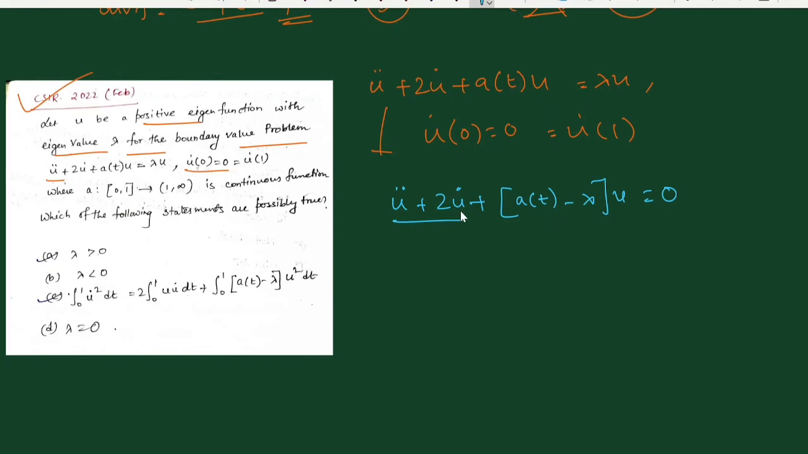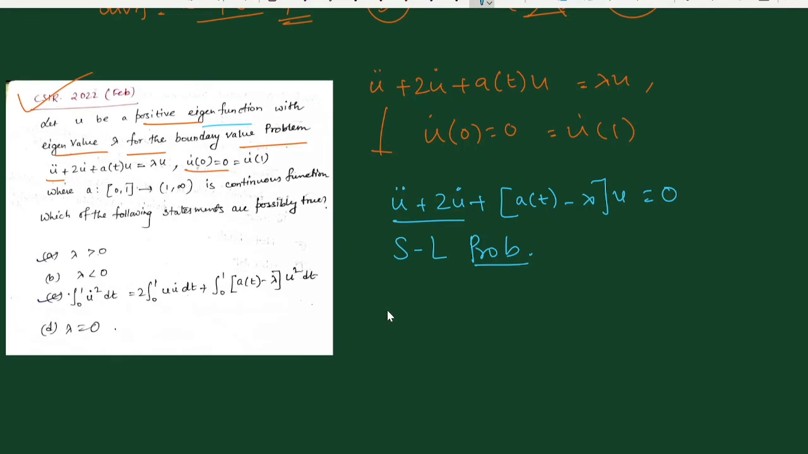Since the problem is based on eigenvalue and eigenfunction, you can think this is a Sturm-Liouville problem, SL problem. But I think there is a problem in this question. This is not the exact form of a Sturm-Liouville problem.